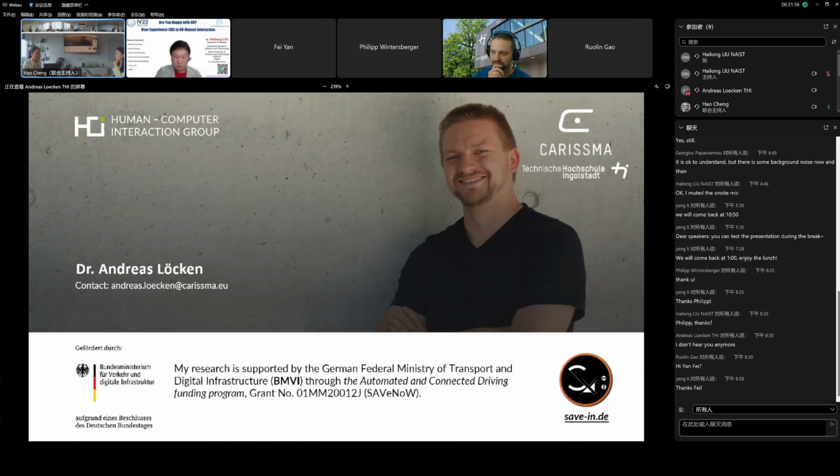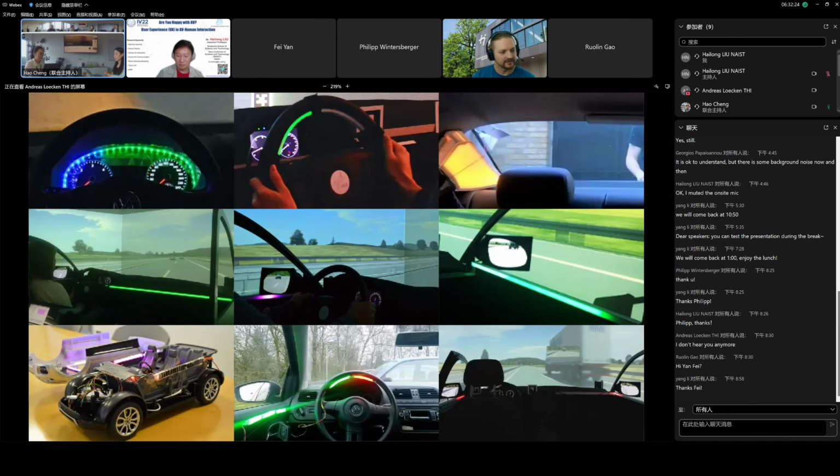But do you need to give prior instruction to the participants? What does the ambient light exactly mean before you do the main test? Or is it intuitive enough that participants can get the information directly, what the ambient light means, especially in the public bus, the transportation? Yeah, public bus.